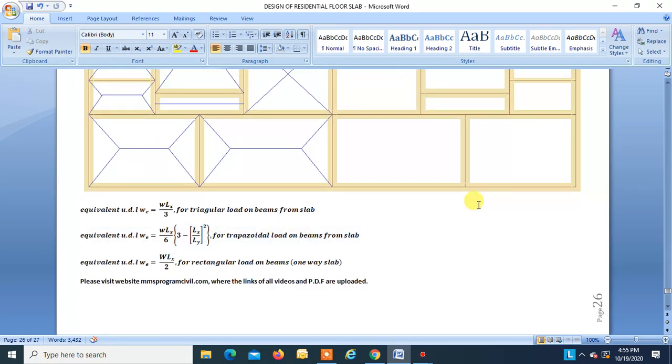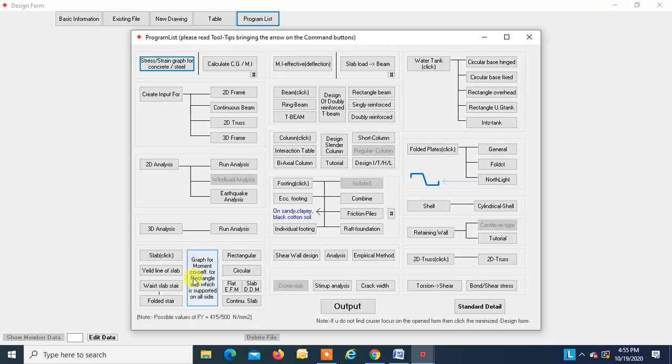You can also make computer programs which will make your life very easy.